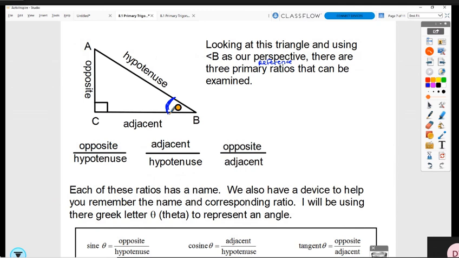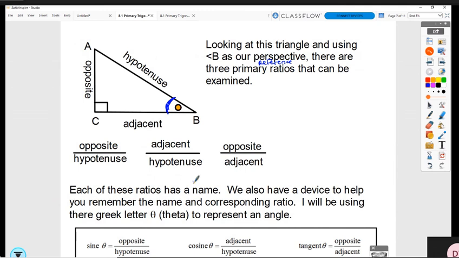We can compare the opposite and the hypotenuse sides to one another, opposite and hypotenuse. We can also compare the adjacent and the hypotenuse, right? These two. And lastly, there's only one more combination here, the opposite and the adjacent, right? If we're going to compare these side lengths, there's only three ways that we can do it.